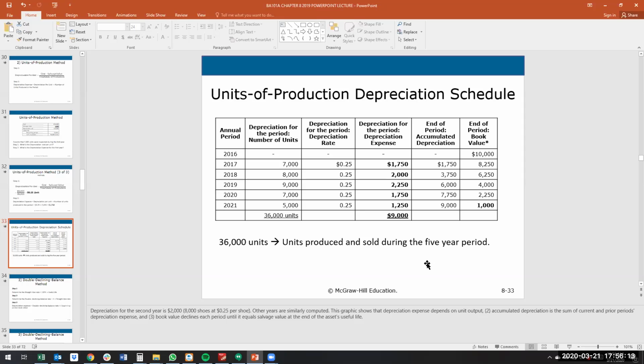And so you can see here, 7,000. Again, we'll just walk through this for the recording. How is this calculated? This is the end book value.